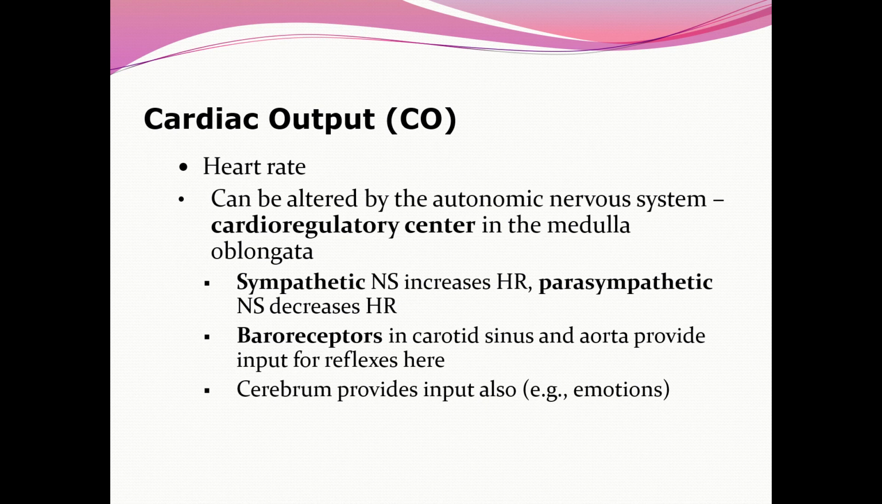The heart rate can be altered by the autonomic nervous system, particularly the cardioregulatory center in the medulla oblongata. The sympathetic nervous system increases the heart rate, and the parasympathetic nervous system will decrease the heart rate. There are baroreceptors, which are pressure receptors in the carotid sinus and the aorta that provide input for reflexes. The cerebrum will also provide input from your emotions, which will kind of turn on your stress response or relaxation response.